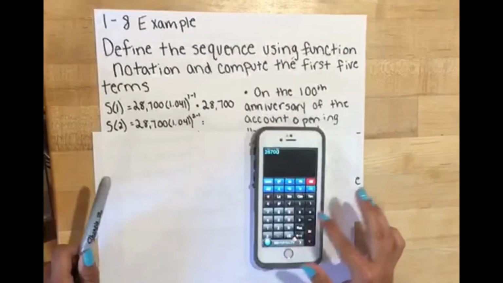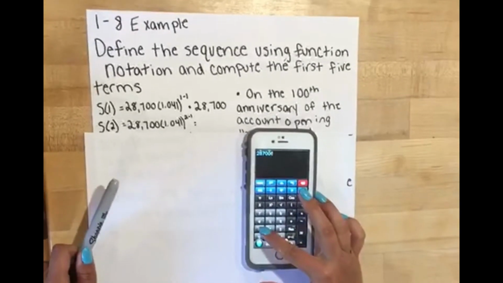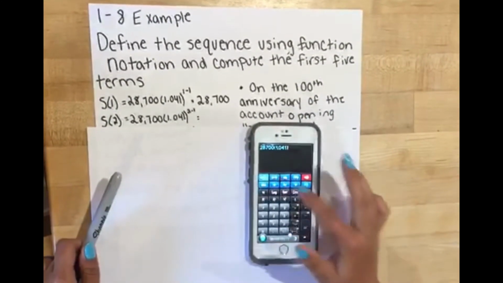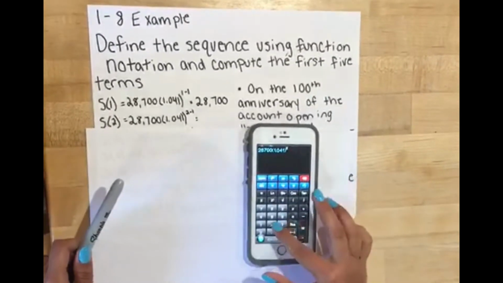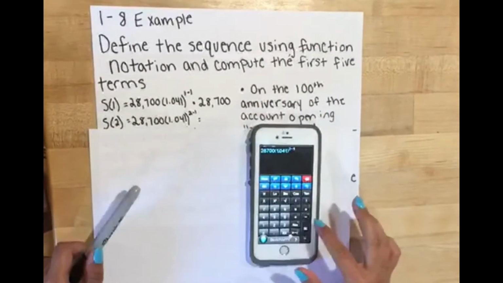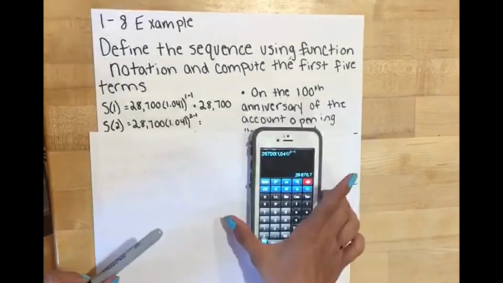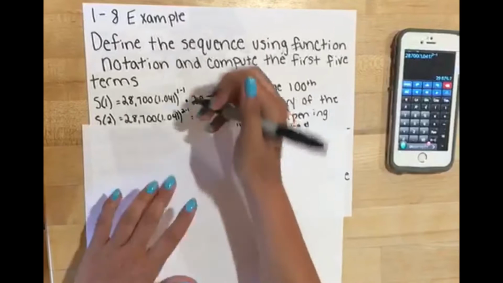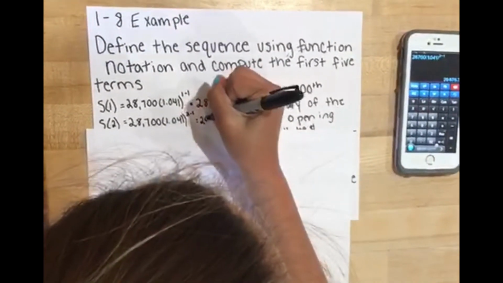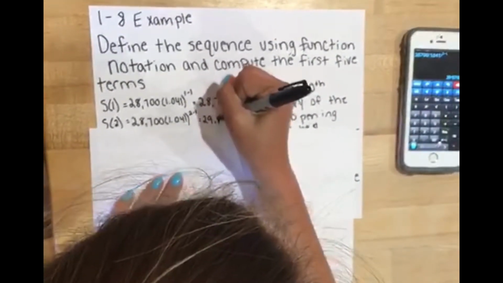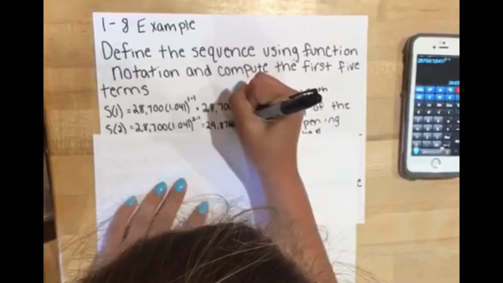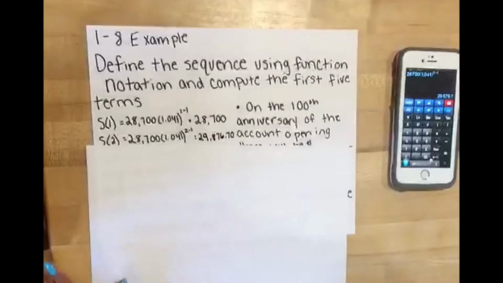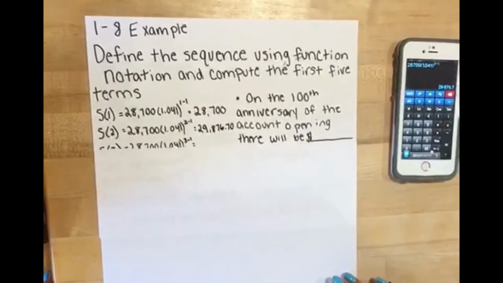So we put in our calculator 28,700 times 1.041 raised to the 2 minus 1 power. And that gives us a value of $29,876.70. So that's the amount you would have after 2 years.